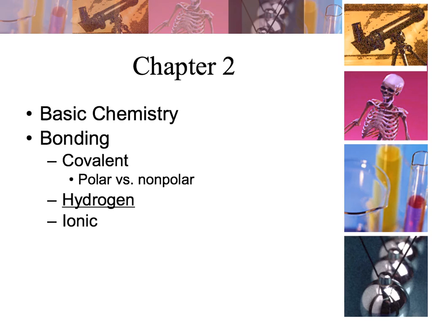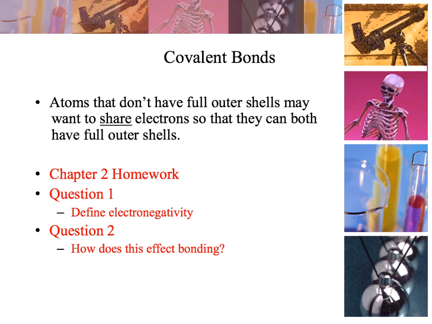Chapter 2 is your basic chemistry, where you're going to talk about bonding, covalent versus non-covalent, ionic, and hydrogen bonds. This, again, should be all reviewed from your chemistry class. So let's first review covalent bonds. Atoms that don't have full outer shells may want to share electrons so that they can both have full outer shells. This is a basic definition of a covalent bond, and again, you should know what an energy level is and shells when we talk about electron placement around an atom.